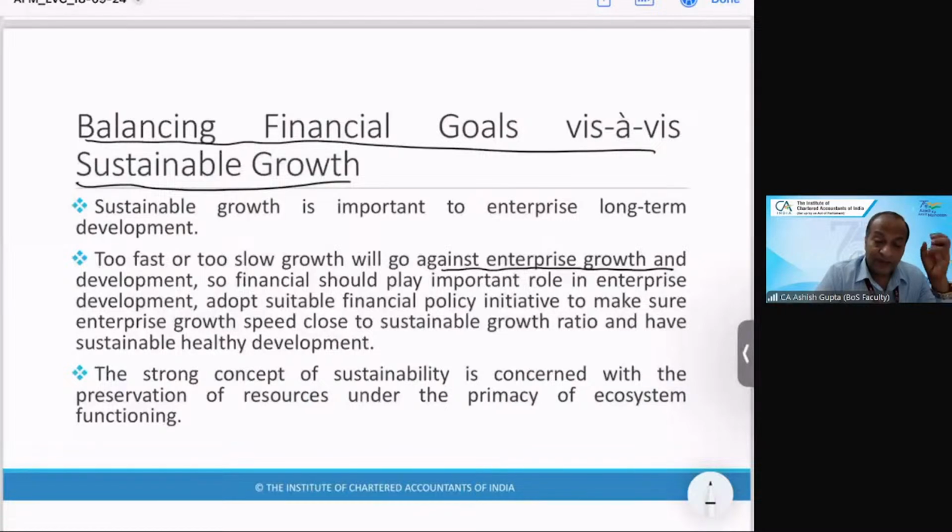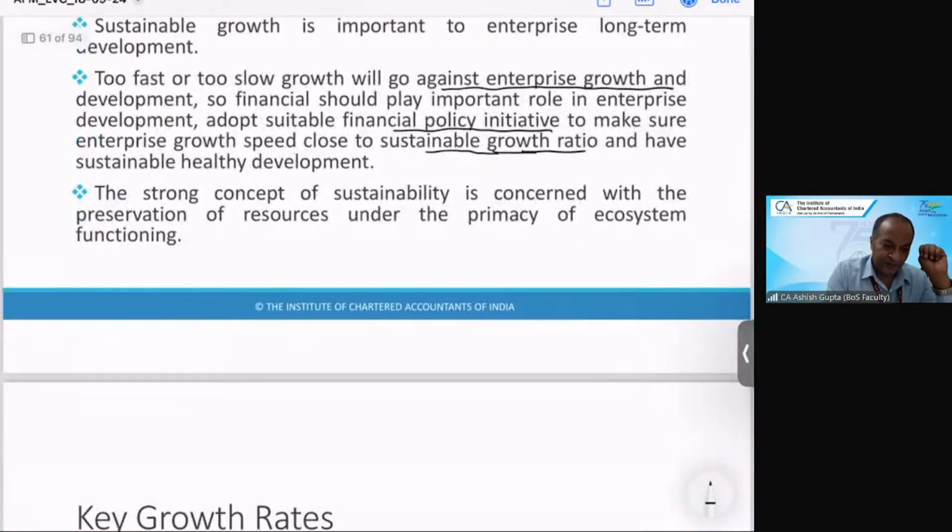Growing too fast makes it very difficult to maintain the same growth rate, and it also becomes a reputational risk. So ultimately, it is always better to have a sustainable growth rate, and we have to draft a suitable financial policy so that our sustainable growth rate can be maintained. A strong concept of sustainability is concerned with the preservation of resources under the primacy of the ecosystem. Here comes the concept of growth with the ESG concept.